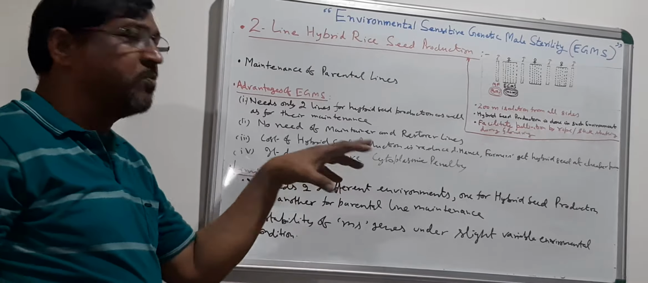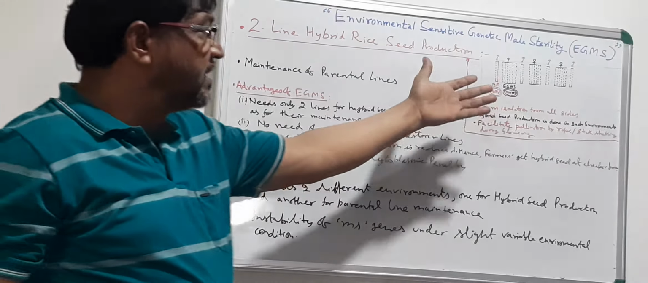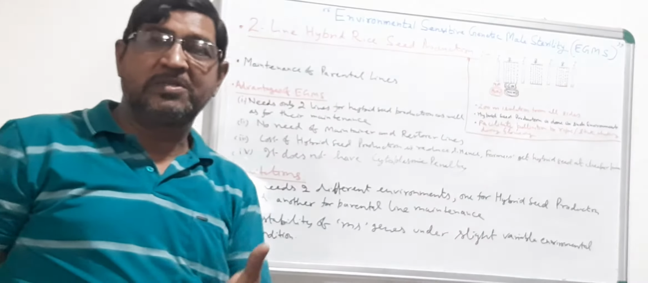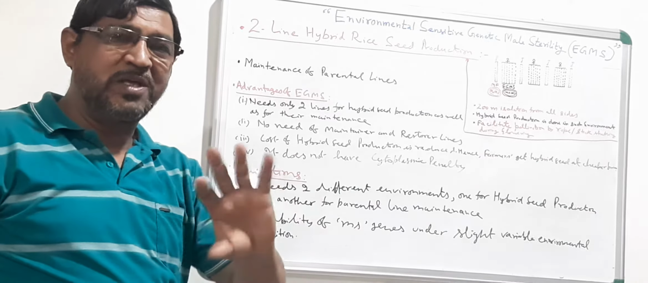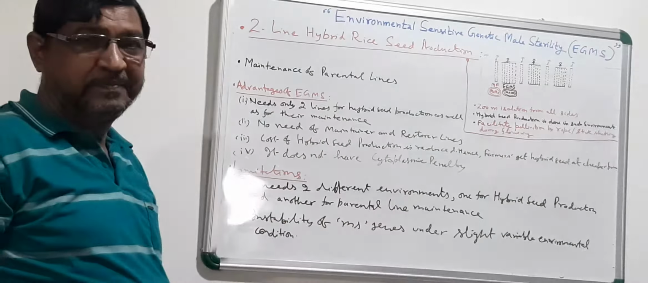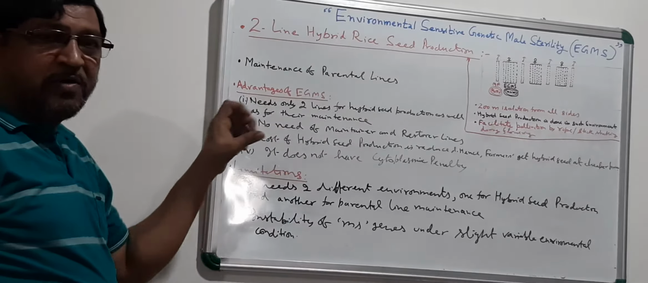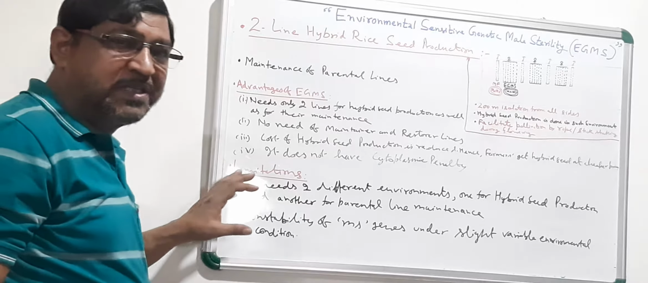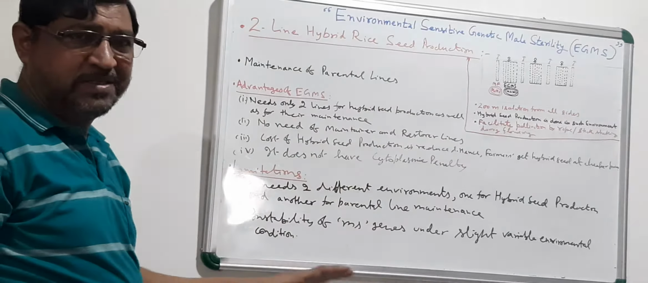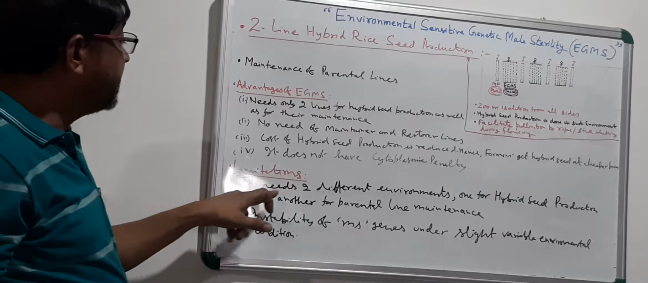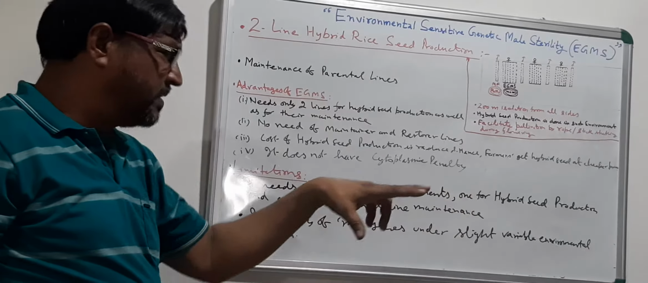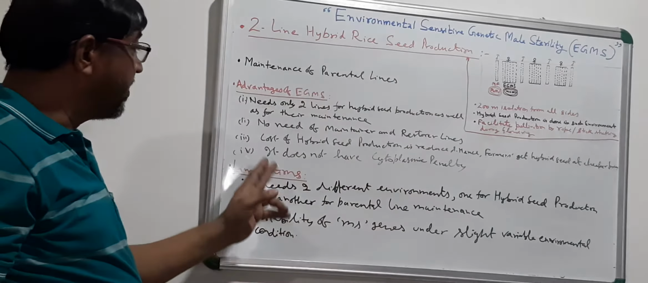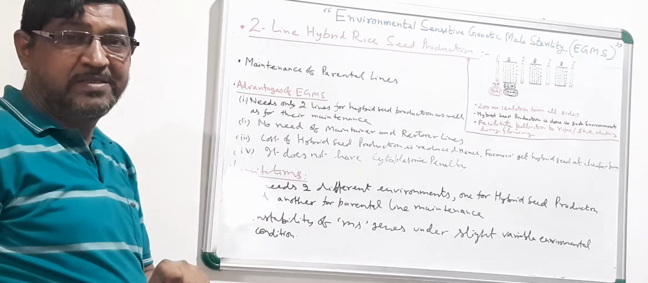It does not have cytoplasmic penalty, you have seen. You are not using the CGMS or CMS lines, so you don't have the cytoplasmic penalty in this. So these are the advantages. Now you see the limitations. What is that? It needs two different environments: one for hybrid seed production, another for parental line maintenance.